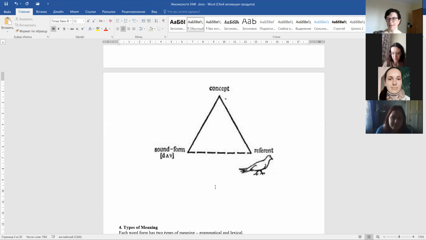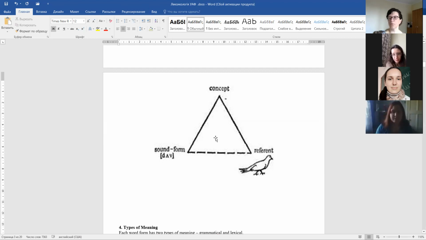At first, we should give a general representation of this object. Then we should give its sound form. It means a phonetic representation of this word, and then we speak about the object.